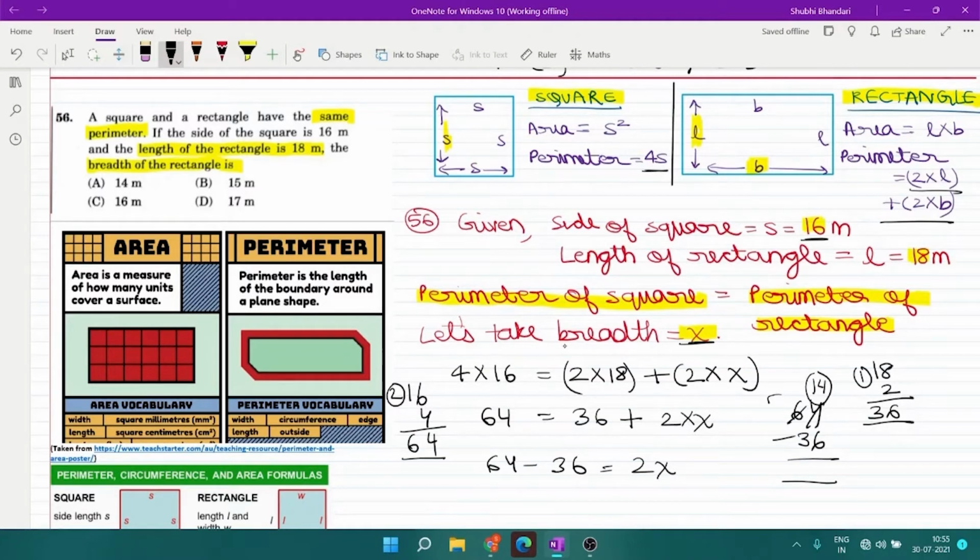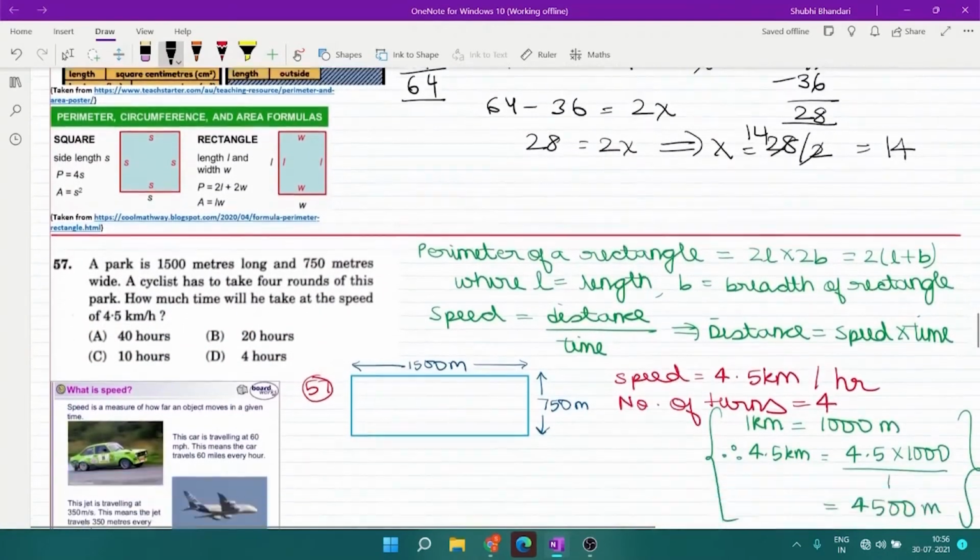Let's consider this 14. 14 minus 6 is 8 and 5 minus 3 is 2. So 28. 28 is equal to 2 into x. So x is equal to 28 divided by 2, which is 14. So x is equal to 14. Our answer is A, 14 meter.